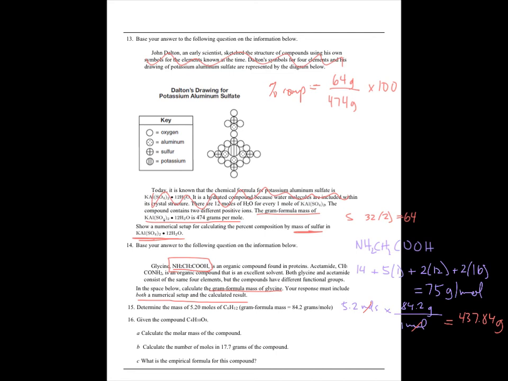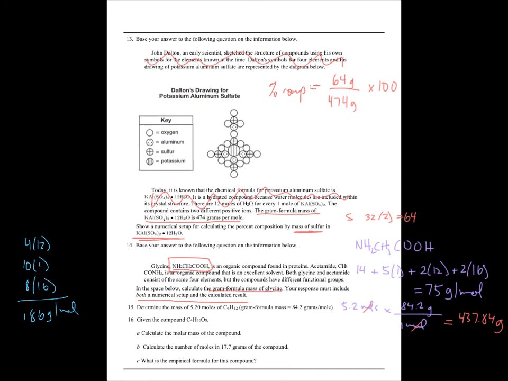And then number 16, given the compound C4H10O8, I'm going to do this on the other side in blue. Calculate the molar mass of the compound. All right, we have 4 carbons. Okay, we also have 10 hydrogens and then 8 oxygens. Calculate all that. You'll get a total of 186 grams per mole for part A.